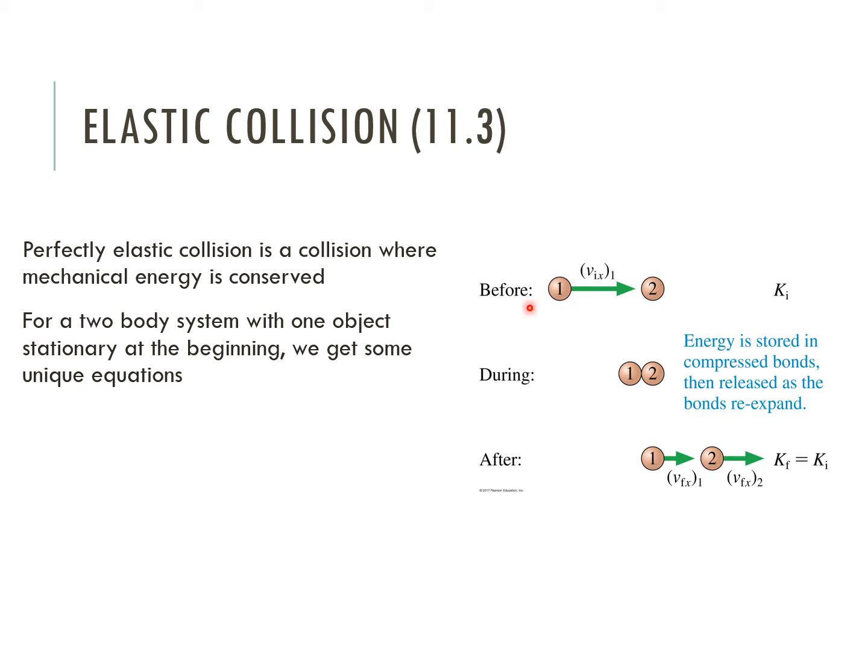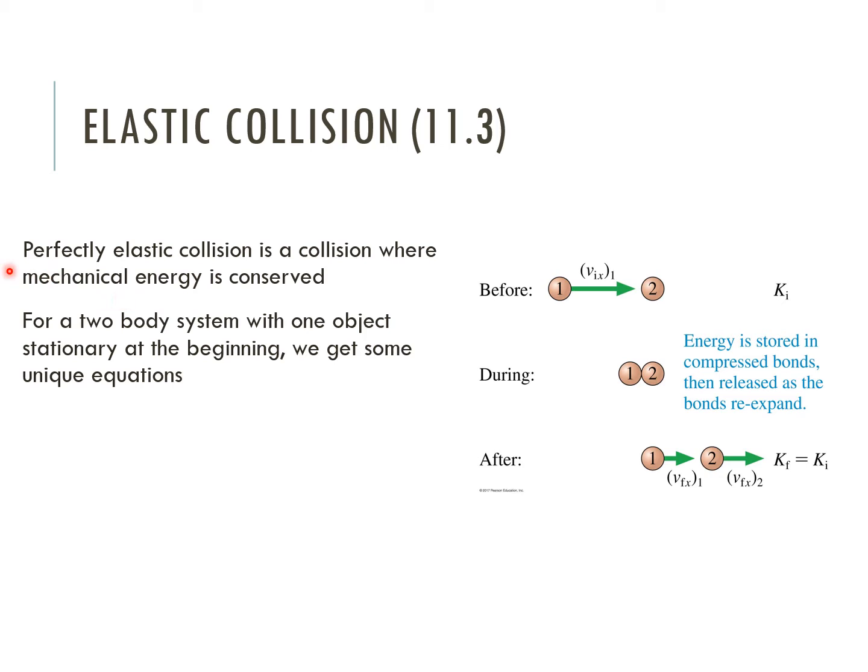So here we have two objects. We have object 1 coming and colliding with object 2, which is starting as being stationary. The reason this is nice is we're going to get some unique equations from going through and doing this math. So it has some value of kinetic energy. We then have a collision happening, and then we have the after situation where, in this particular case, both objects are moving to the right, and that means that our final kinetic energy is going to be equal to the initial kinetic energy.